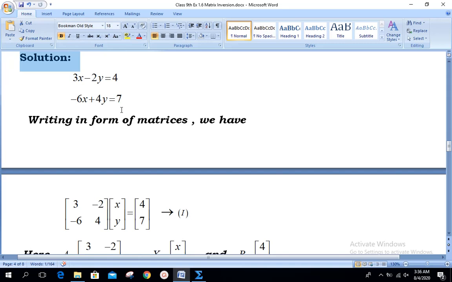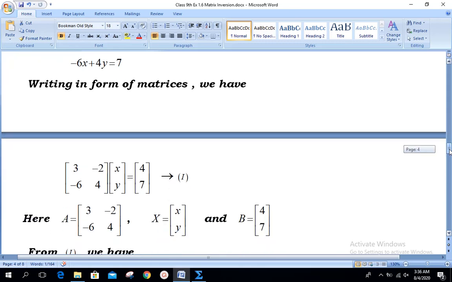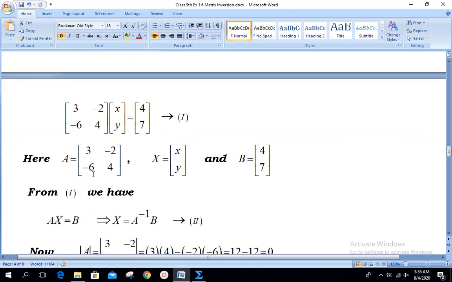Again it is giving you AX = B. So far you are clear that A is a matrix of coefficients, X is a matrix of variables, and B is a matrix of constants. From 1 we have AX = B, which implies X = A inverse B. Viewer, this is already explained in the first part.